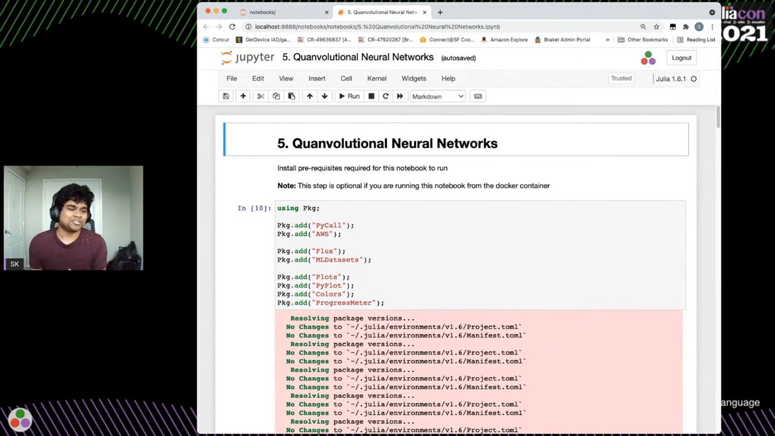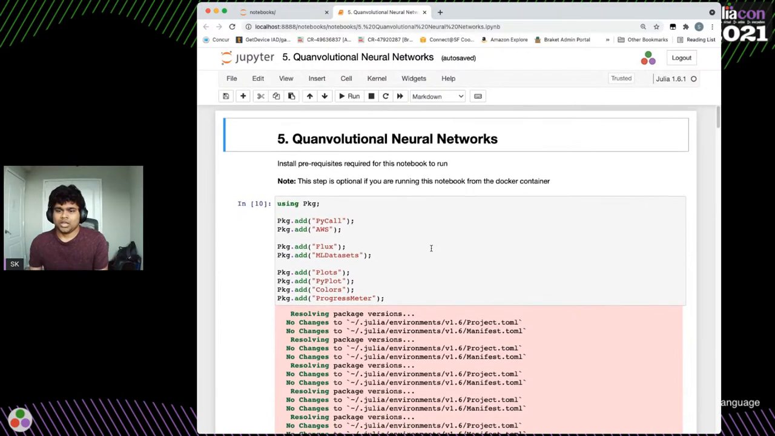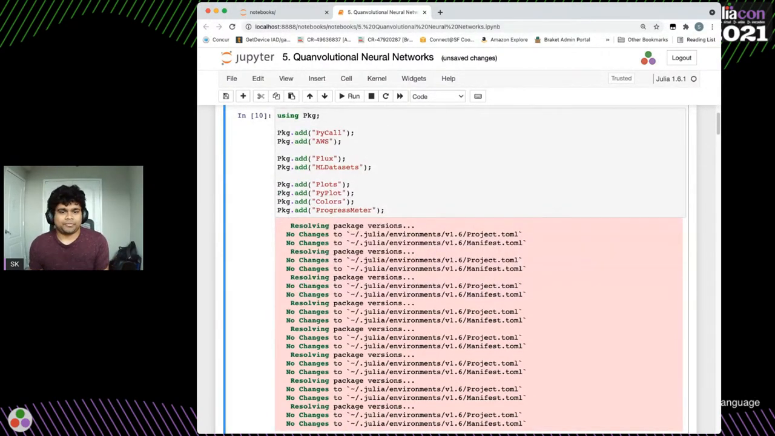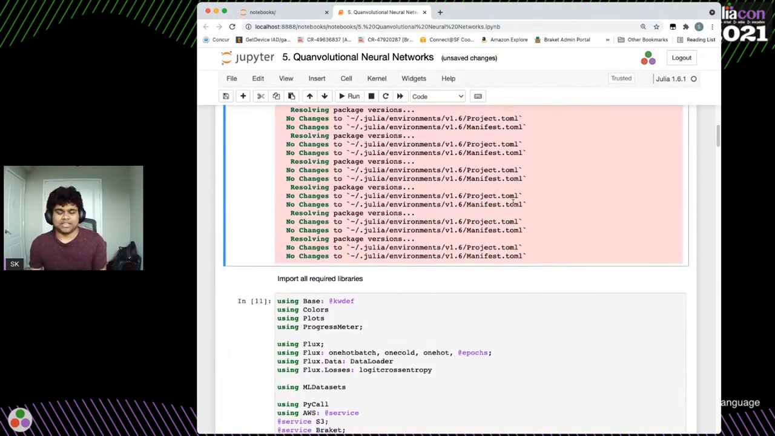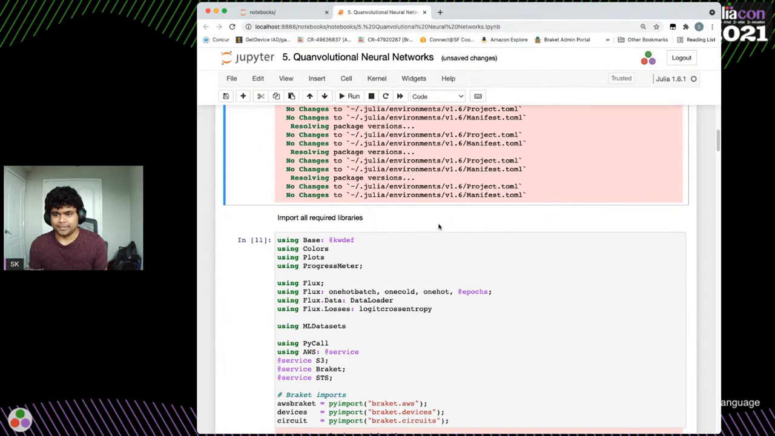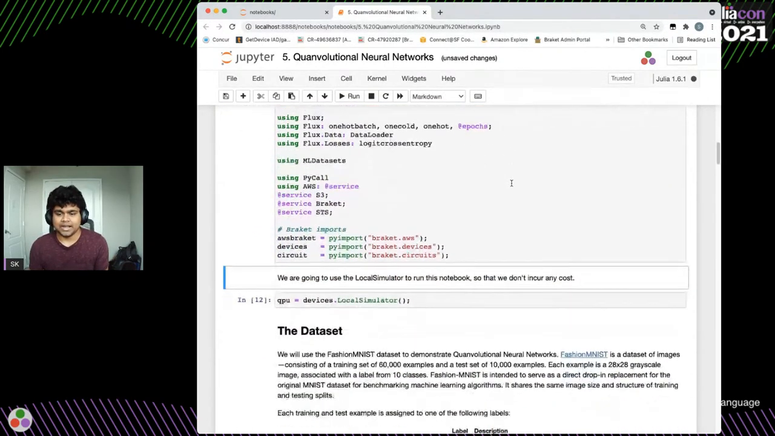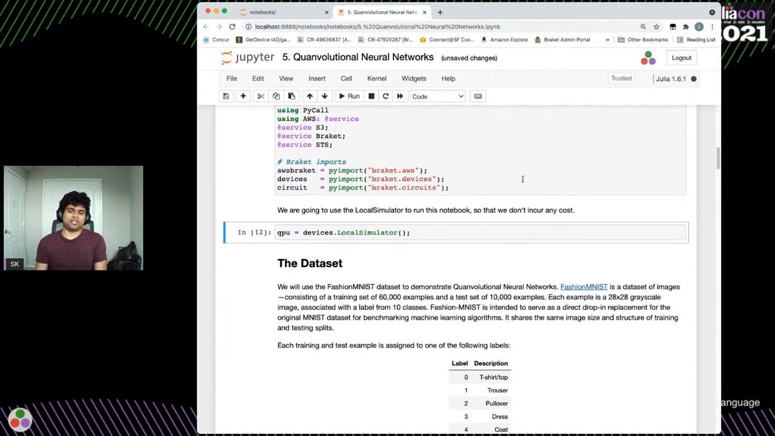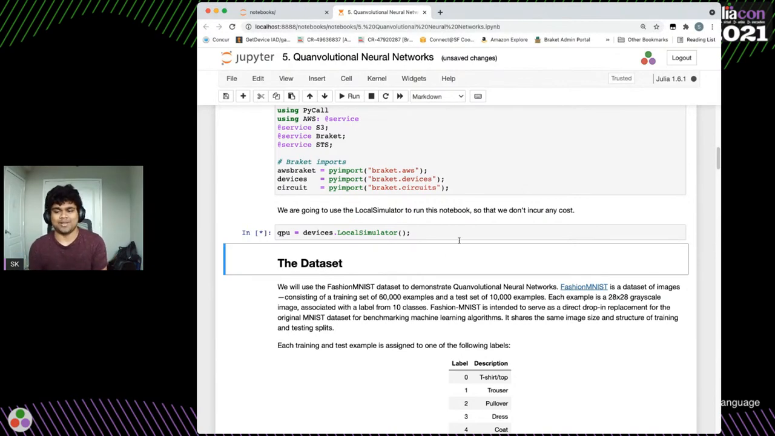So the next portion of this workshop is about quantum convolutional neural networks, which are very similar to classical convolutional neural networks if you're familiar with image processing or deep learning for image processing. So just as before, we'll start with installing all the prerequisites. Again, if you're using the Docker container, you don't need to do this. You then import all of the required libraries. And again, just as before, we're going to be running this on the local simulator. You could quite simply change this one line to run this on an actual quantum computer if you chose to do it, or on one of the managed simulators.